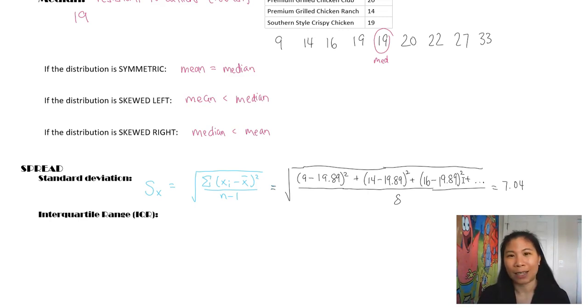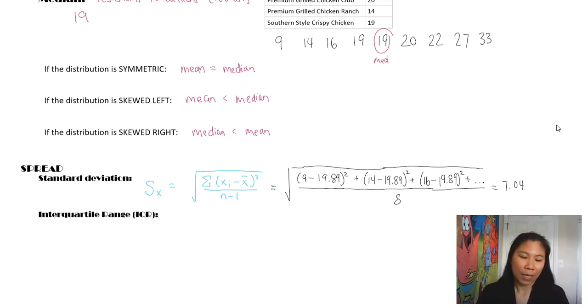And then after you divide, square root the whole thing, and from this data set we get a standard deviation of 7.04. So that means each of our data points is about 7 away from our mean of 19.89, which kind of makes sense. The furthest ones that we have away are 33 and 9, and those are a good amount away from our mean of 19.89. So on average, to get 7, it's about right. And that's how you want to think about it: does your number make sense? Did you do something wrong?